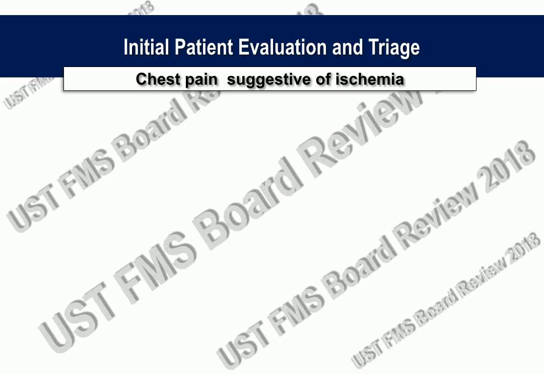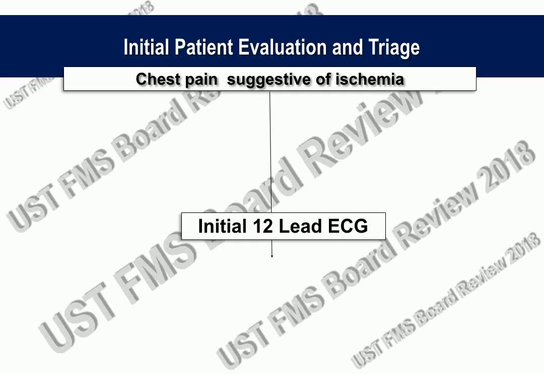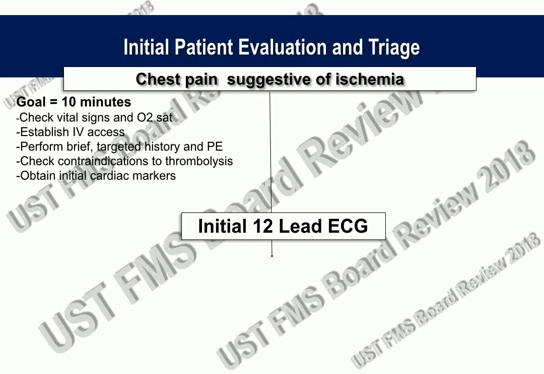So a patient who presents with chest pain suggestive of ischemia, of course you get an initial 12-lead ECG, but in the emergency room, you do a lot of these things: check the vital signs, establish an IV line, perform a brief targeted history and PE, try to check contraindications to thrombolysis, and obtain your initial cardiac biomarkers.